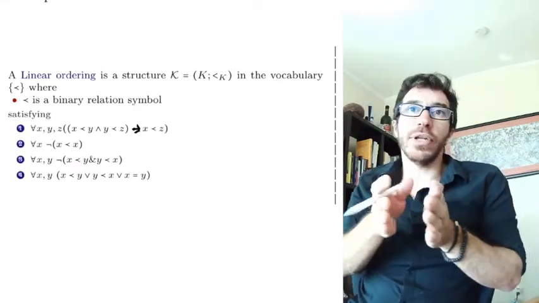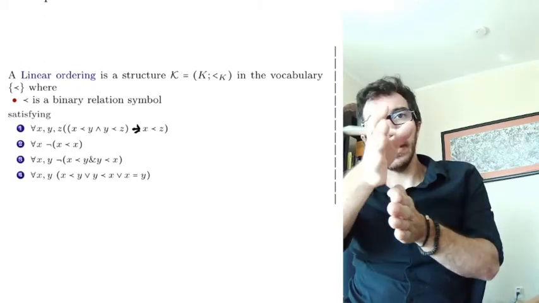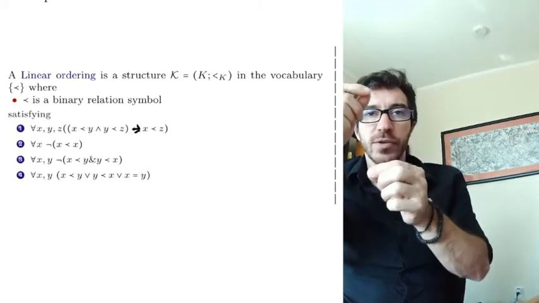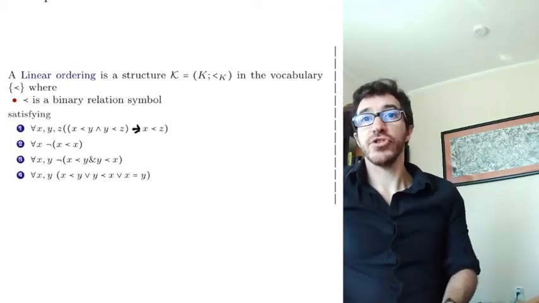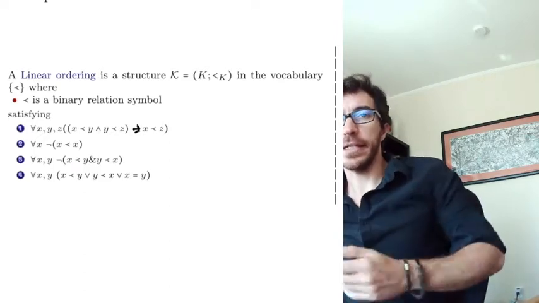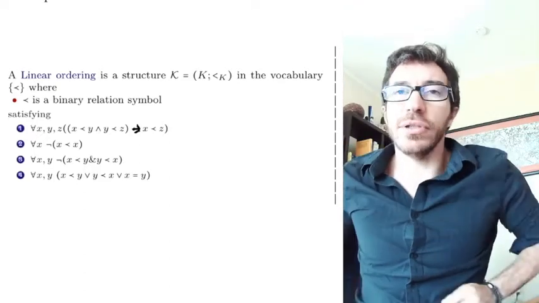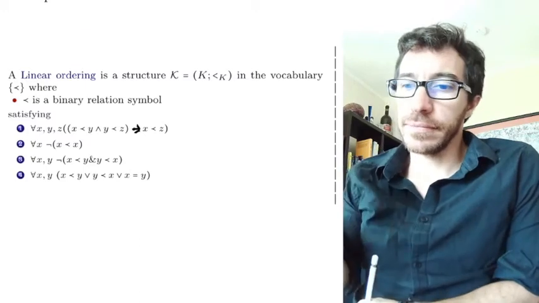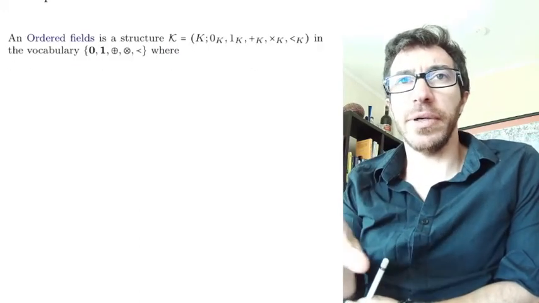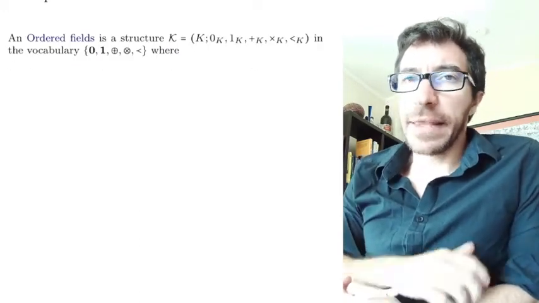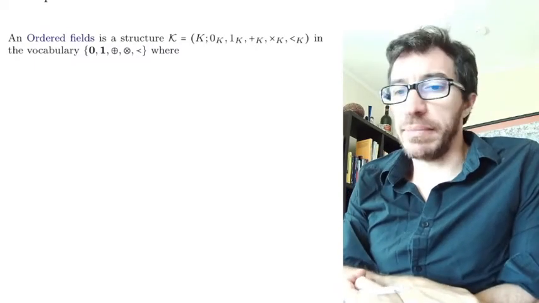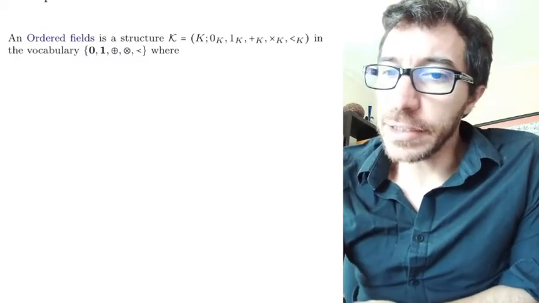So the word linear comes because in this ordering, all the elements are ordered in a line. Whenever you have two elements, one is bigger than the other. Okay, so any structure that satisfies these axioms is going to be called a linear order. You don't have to remember all these axioms, by the way. I'm just showing you examples of how these things show up in mathematics. Here is another interesting one.